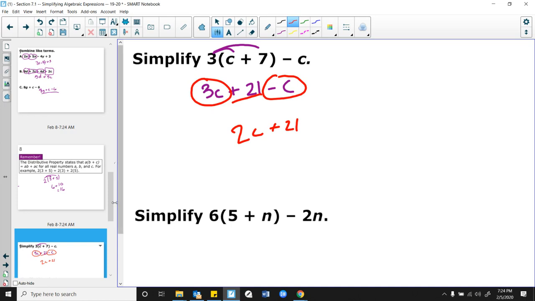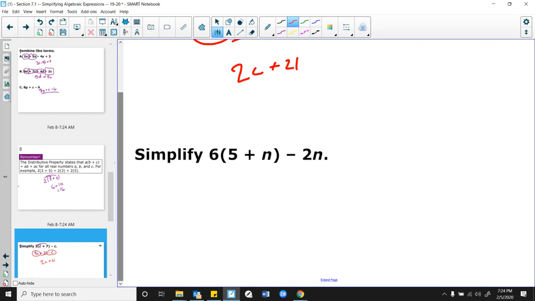All right, last example before I let you start working. We have to distribute the 6 to both the 5 and to the n. So 6 goes to the 5. Again, when we distribute, we multiply. So 6 times 5 gets us 30. And then I distribute the 6 to the n. So 6 times n is just 6n. And then this part here just hangs out at the end.